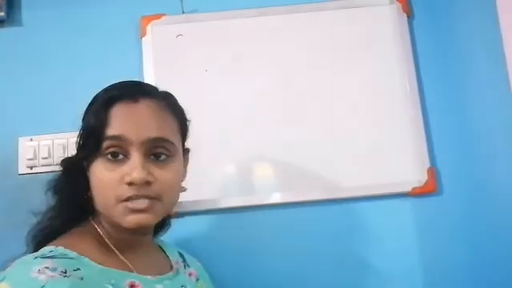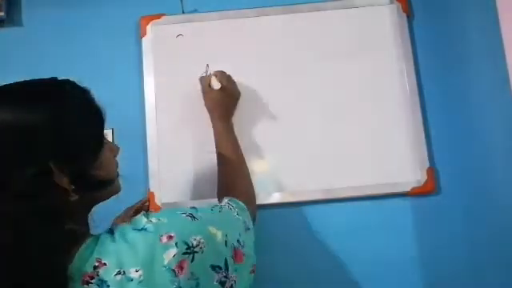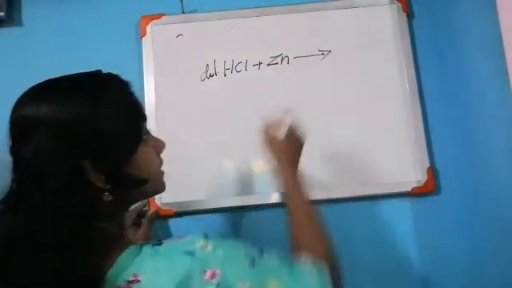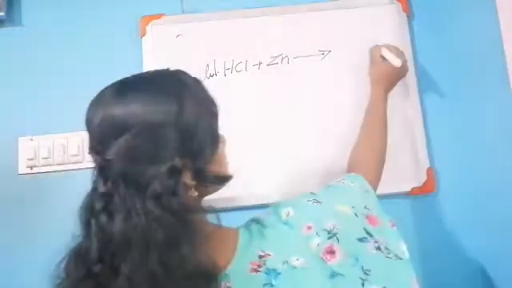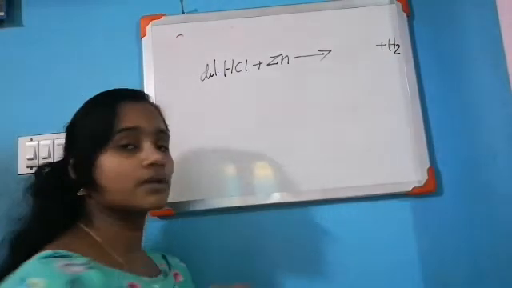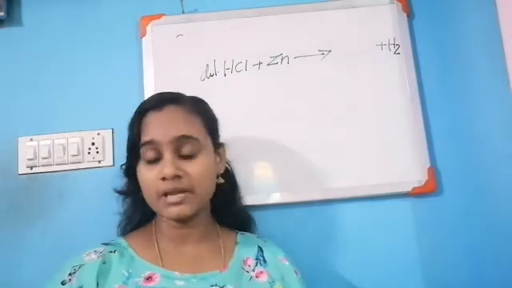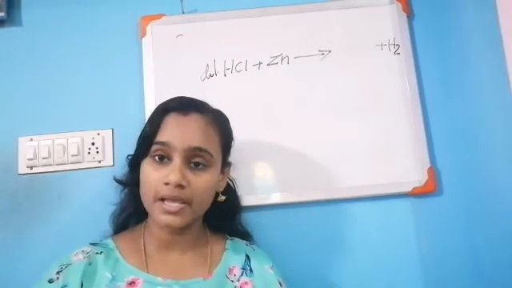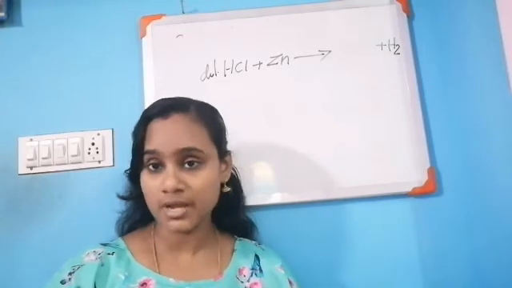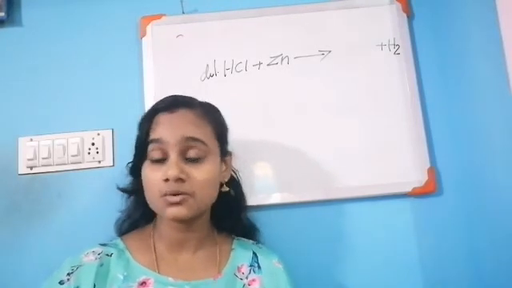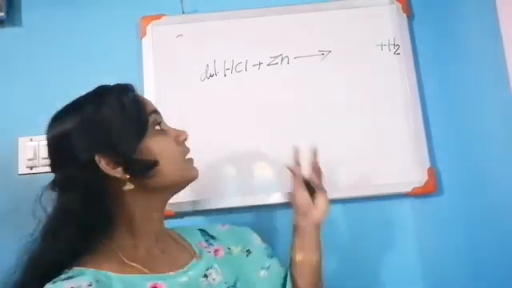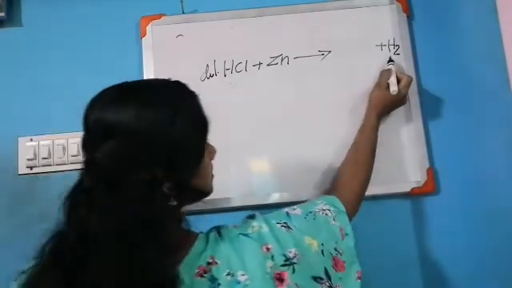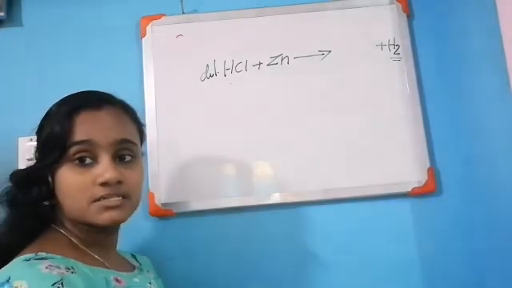Is it clear? Now we can write the equation. Dilute HCl reacts with zinc to produce which gas? Hydrogen gas. We already studied that most reactive metals react with acid or base and release hydrogen. Similarly, dilute HCl reacts with zinc and they release hydrogen gas.